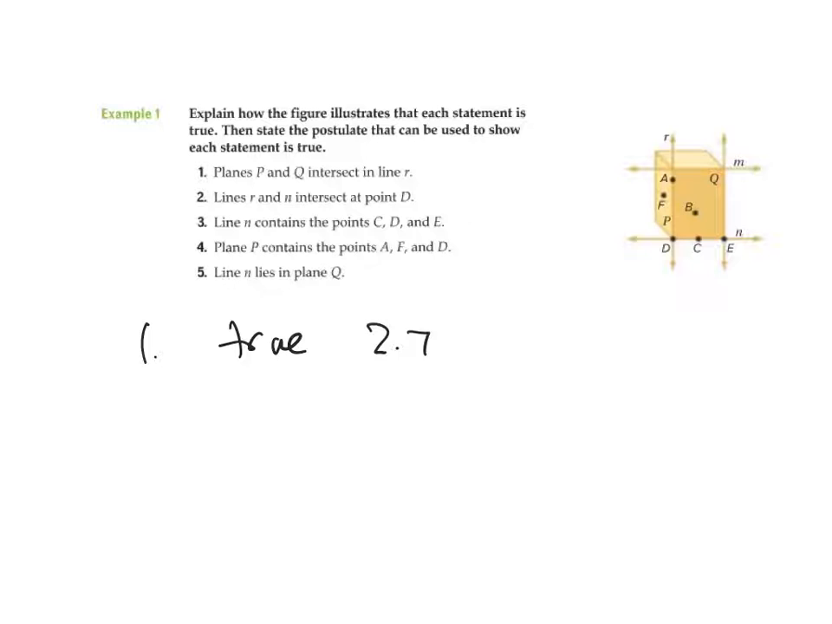Okay, let's have a look at another one. So, for instance, let's take number 5, all right? So, number 5, line N lies on plane Q. All right, so is that true? Yes, it is, so that's also true from the diagram. Okay, and which postulate does that? Well, that's 2.5, okay? And 2.5 says that if 2 points lie on a plane, then the entire line containing those points also lies on that plane.